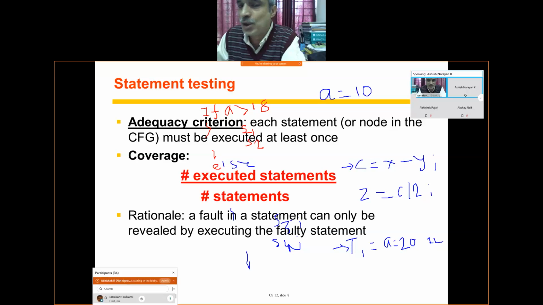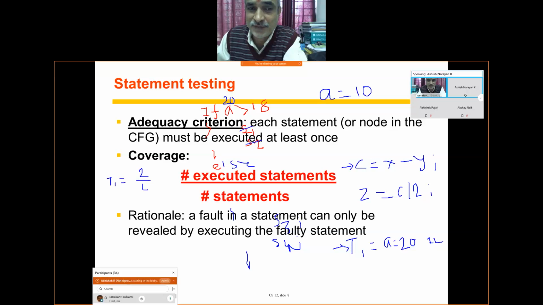When I give A equal to 20, what all the statements get executed? A value is 20. 20 greater than 18, yes, then S1 is executed, S2 is executed, but S3 and S4 are not executed. Am I right, Ashish? Yes, sir.